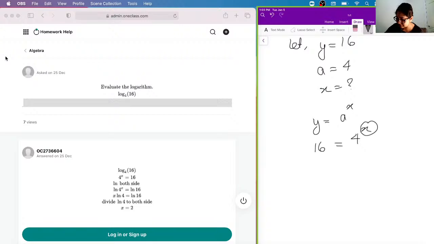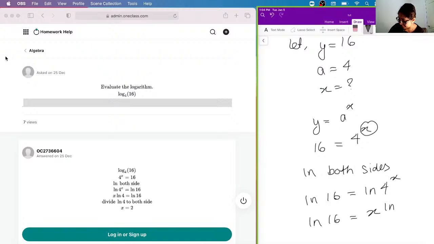To do that, we have to use ln, which is basically the opposite of using a log. It's another form of log. So we ln both sides of this equation. You're going to have ln of 16 equals ln 4 to the power of x. And as you can see, what's going to happen next, we're going to have ln of 16 equals x ln of 4.